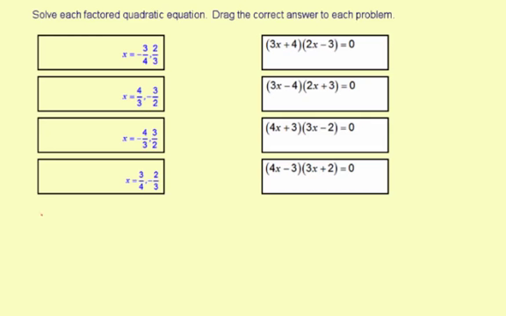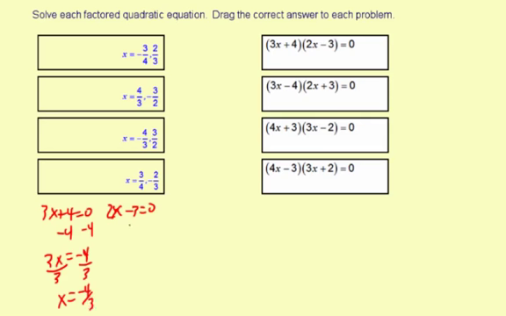So for this first one, we'll do the work down here. It's 3x plus 4 equals 0. And you can also have 2x minus 3 equals 0. Then we'll go ahead and solve each one of these. Subtract 4. So you get 3x equals negative 4. And then divide by 3. So x equals negative 4/3.